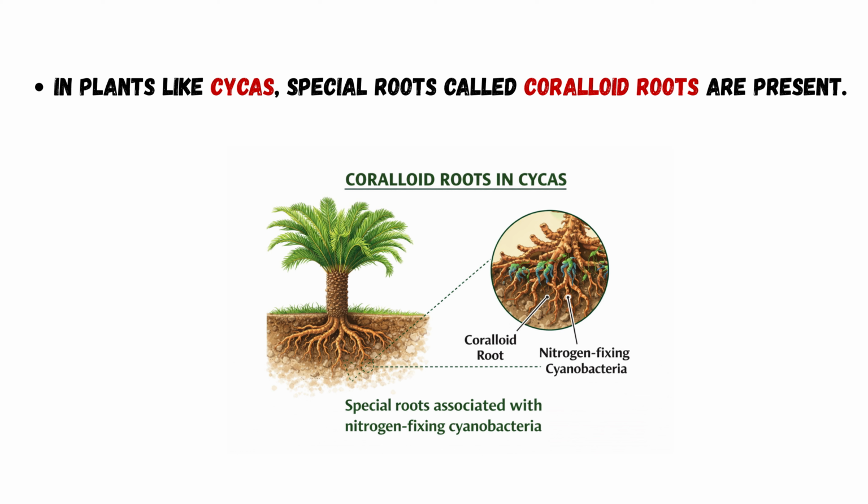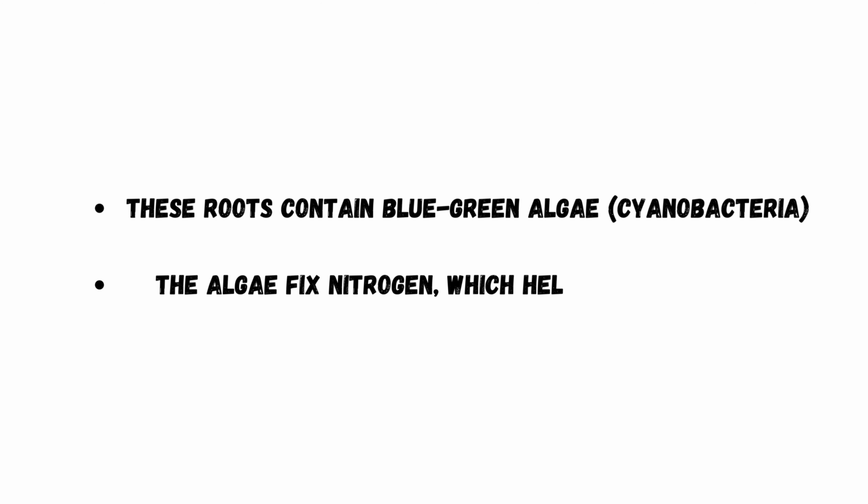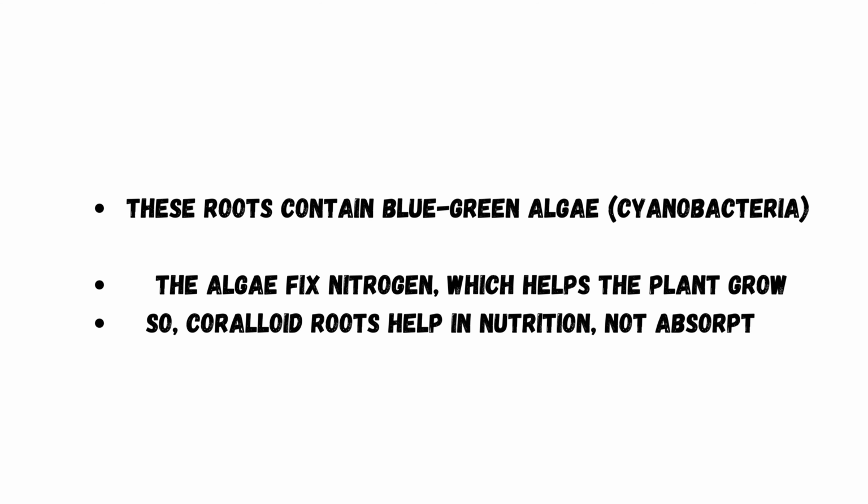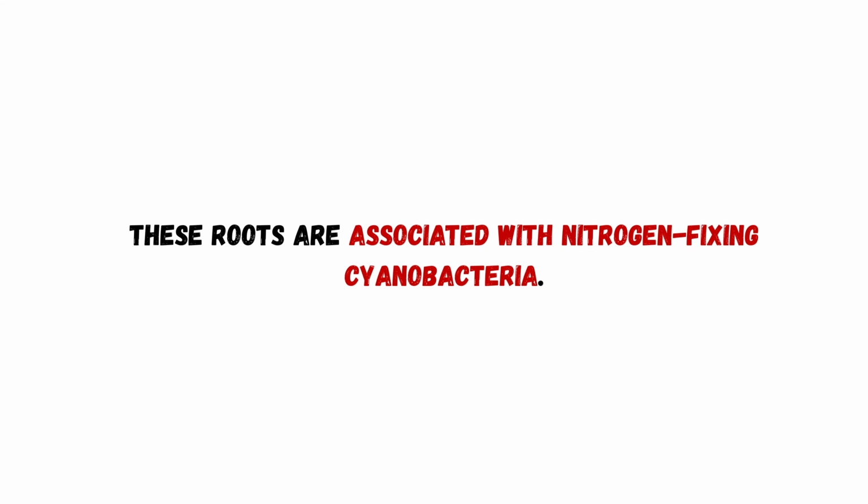In plants like Cycas, special roots called coralloid roots are present. And what do you mean by coralloid roots? So, coralloid roots are coral-shaped roots that help plants get nitrogen with the help of algae. So, these roots contain blue green algae such as cyanobacteria. The algae fix nitrogen, which helps the plant grow. So, coralloid roots help in nutrition, not absorption. So, these coralloid roots are associated with the nitrogen fixing cyanobacteria.